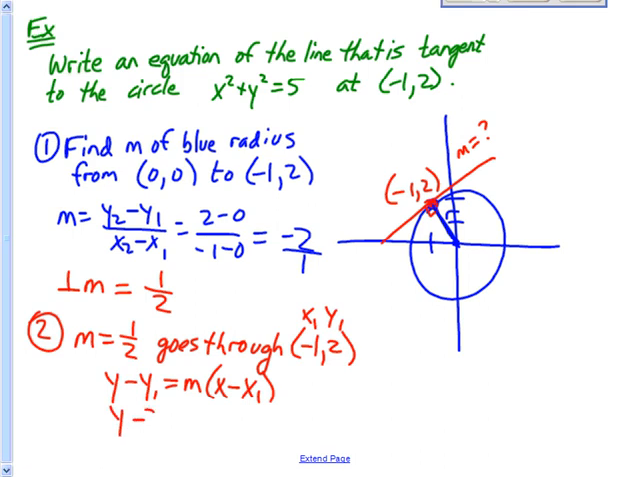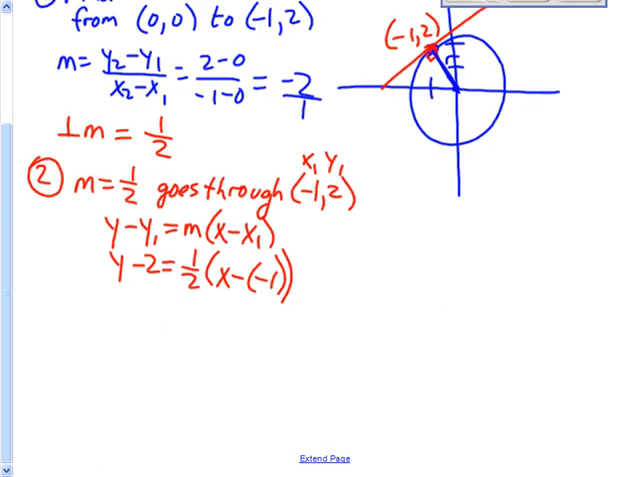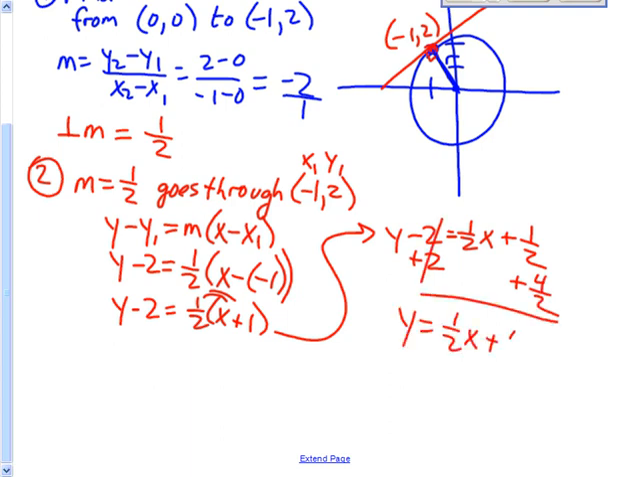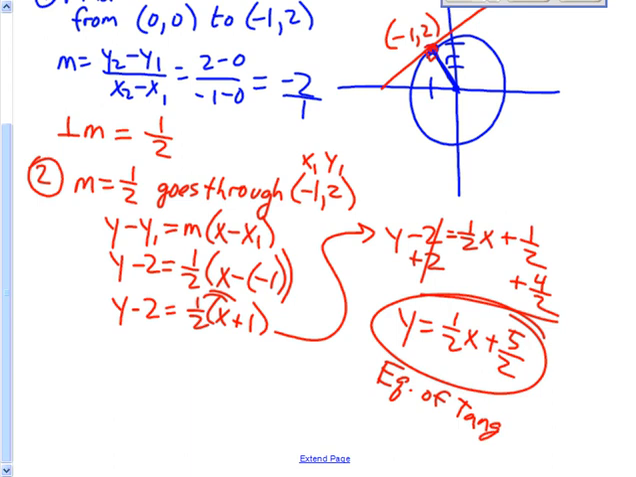So y minus 2 is my slope, a half, times x minus the -1. And then I just clean it up. Distribute the half: y minus 2 is a half x, plus a half times 1, a half. Add 2, which is the same as adding 4 halves, right? Got to get a common denominator there. So I have y equals a half x plus 5 halves. That is the equation. That's my equation of the tangent line at that point.